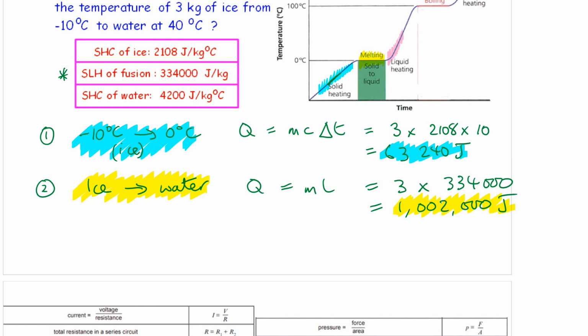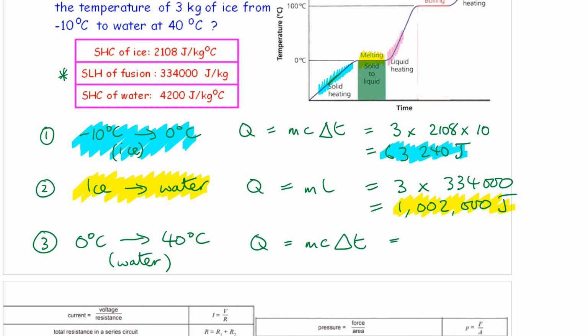And then we've got water now. The water started off at 0 degrees and then went up to 40 degrees C. Remember, that was water. And so we're just going to find out how much energy is needed to raise 3 kilograms of it by a change in temperature of 40 degrees. The mass was 3 times the specific heat capacity for water, 4,200, times the change in temperature, which was 40. We get this value here.